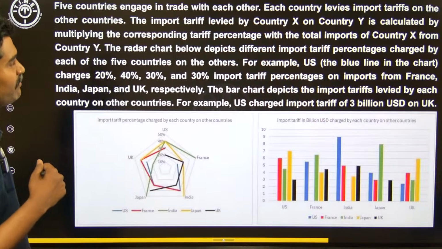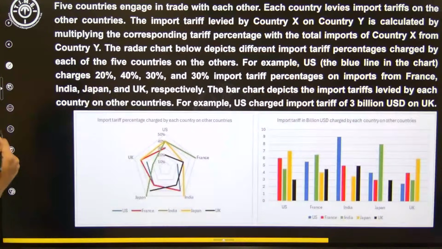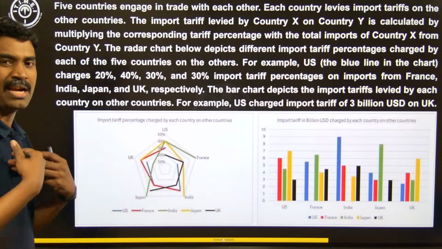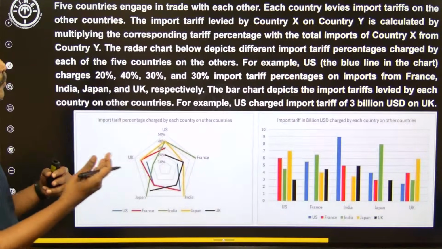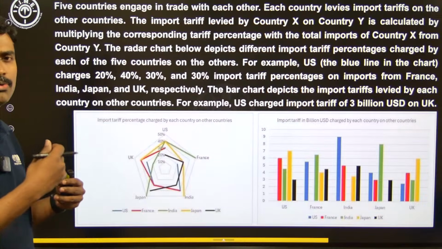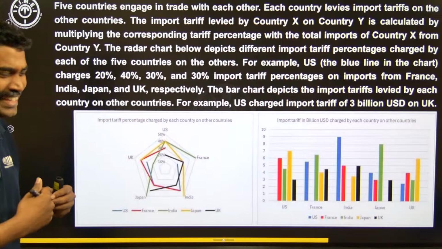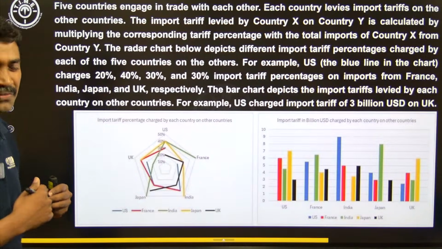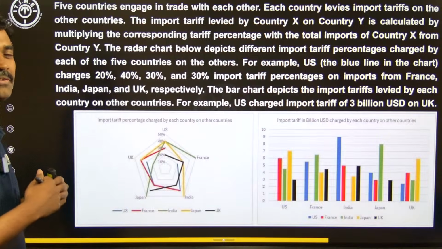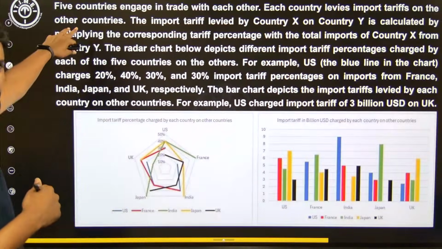The import tariff levied by country X on country Y is calculated by multiplying the corresponding tariff with the total imports. All right. So let's say I am country X and you are country Y. How much tariffs do I levy on you? Whatever the imports I am importing from you times the tariff percentage. That's how import tariffs work. Tariffs are all the news nowadays. With Trump back in the Oval Office, the entire world is talking about tariffs every day, and CAT has also given a set on tariffs. So I understood that part.